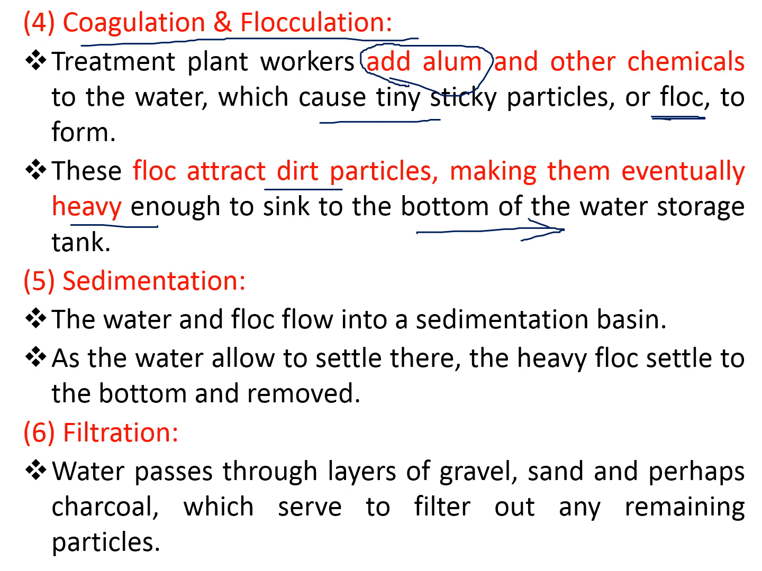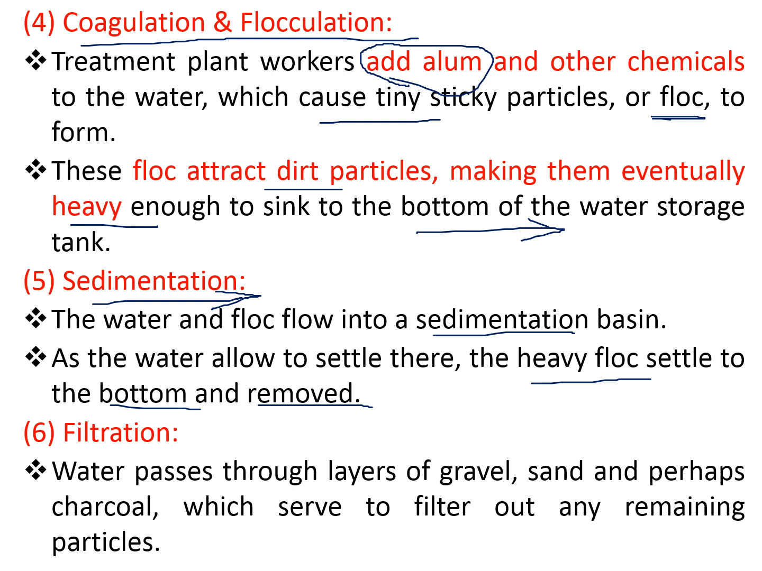After flocculation, big size particle flocs are formed, which are to be settled down. That process is called sedimentation. In the sedimentation tank, the flocs settle down, and these heavy flocs which settle at the bottom are to be removed. Whatever solid flocs settle down in the sedimentation tank is generally called sludge, and that sludge is to be removed properly.